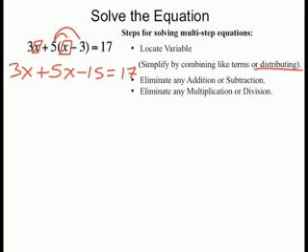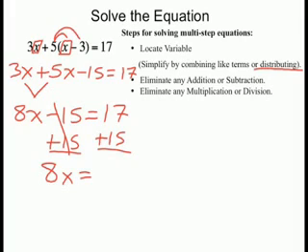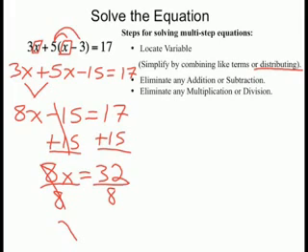Now we can combine the like terms. 3x plus 5x equals 8x. So we have 8x minus 15 equals 17. Now we add 15 to both sides. So on the left side we're left with 8x, and on the right side we have 17 plus 15, which equals 32. Now we must divide both sides by 8. x equals 4.